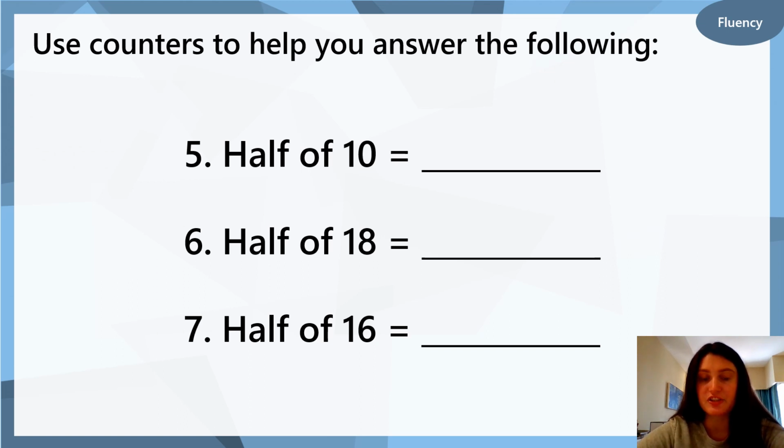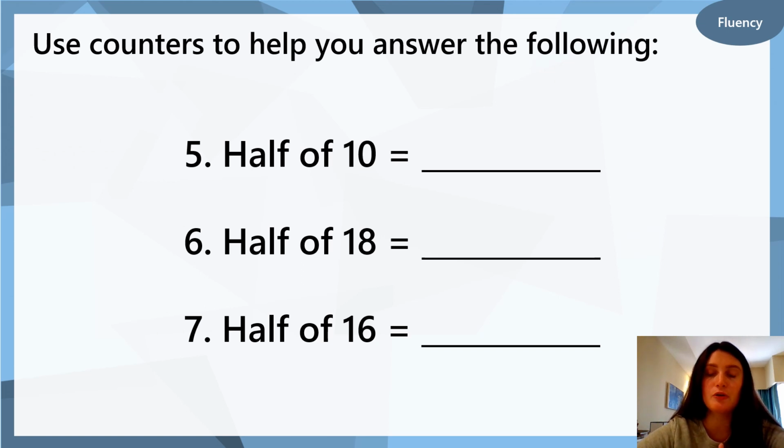Okay, here we have questions 5, 6 and 7. Now you can use counters to help you answer the questions, or you can use your pencil, drawing the 2 big circles and drawing the dots, whatever you prefer. So question 5, half of 10 equals. Question 6, half of 18 equals. And question 7, half of 16 equals.